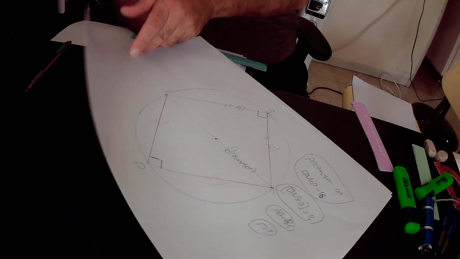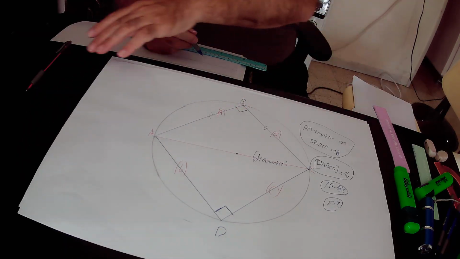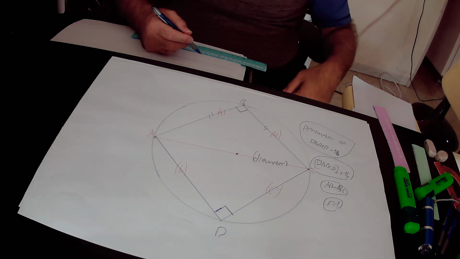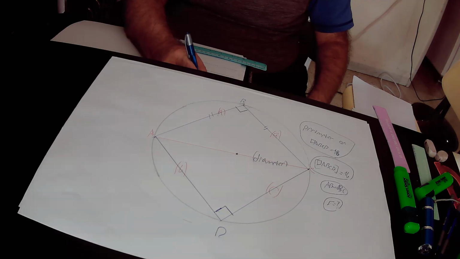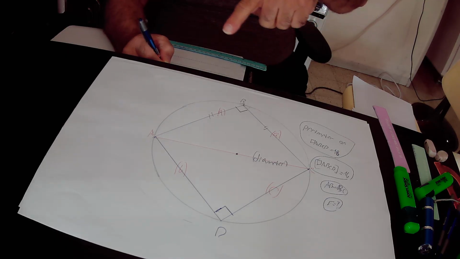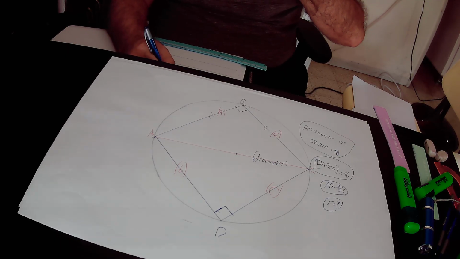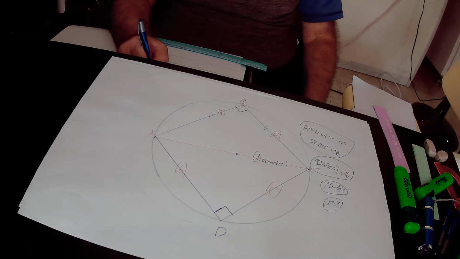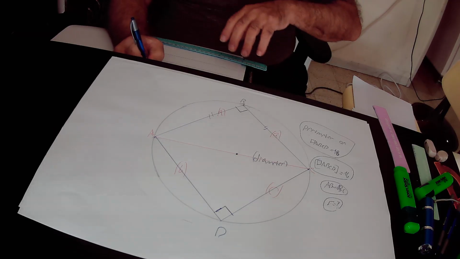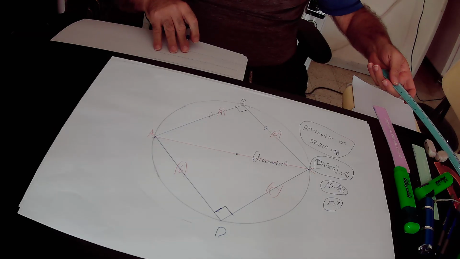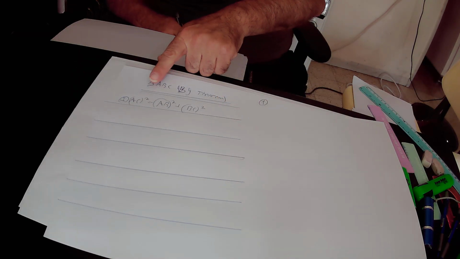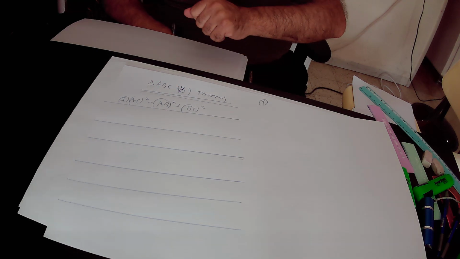In this right triangle ABC, according to the Pythagoras theorem, AC squared, that is the square of the hypotenuse, equals AB squared plus BC squared. And again, in this right triangle ABC, according to the Pythagoras theorem, AC squared, that is the square of the hypotenuse, equals AB squared plus BC squared.